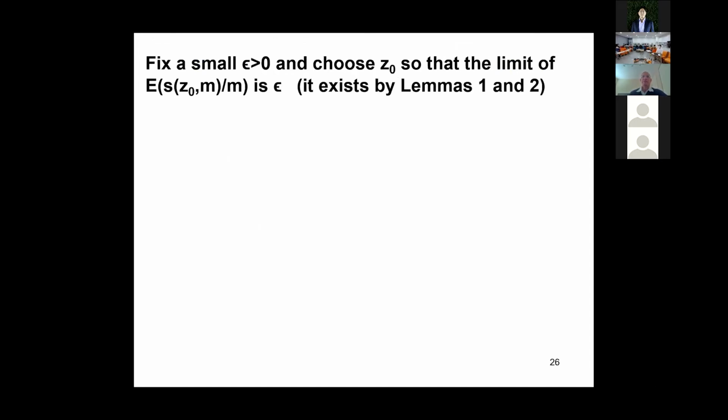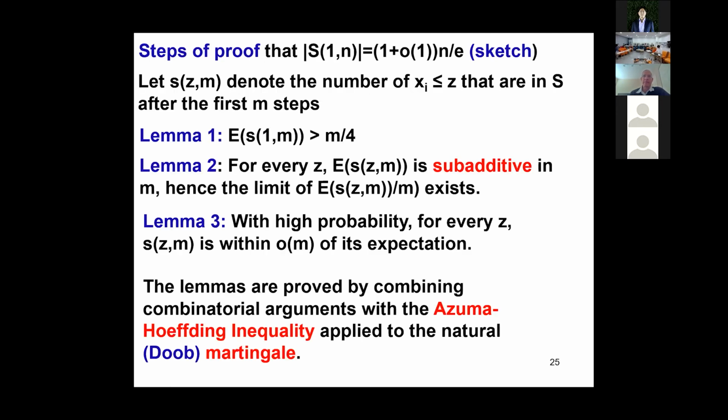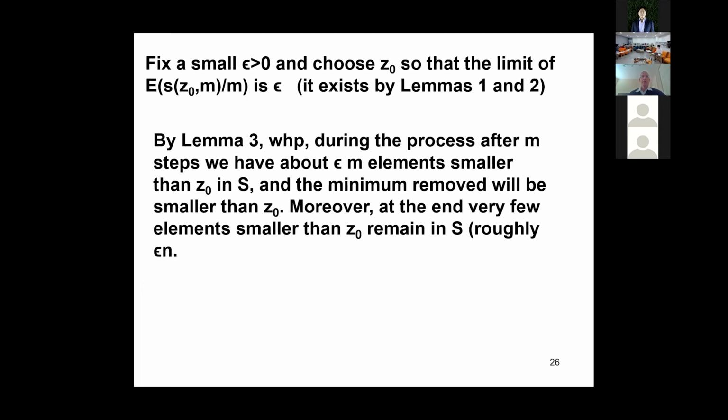And now we can fix some small epsilon. And we choose Z naught, so we still don't know at the moment what Z naught will be. This Z naught will be some number between 0 and 1, so that the limit of the expected number of elements in the memory that are smaller than Z naught in the first M steps, divided by M, is epsilon. So this exists by lemmas 1 and 2, because the first lemma tells us that this grows linearly, and the second lemma tells us that the limit exists, and it's not difficult to see that it is continuous, so you can find a Z naught where it is epsilon.